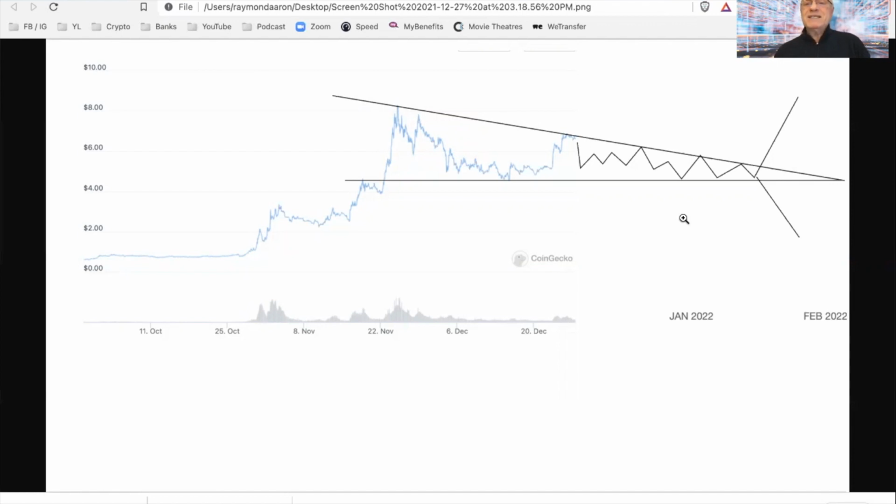Well, right now it's at the very top of the wedge. This is not a good time to be buying, because you expect it to wiggle around and eventually get to the bottom of the wedge. And then when it's at the bottom, it'll wiggle around and get to the top of the wedge. And then it'll wiggle around and get to the bottom. But eventually the wedge will end somewhere around February of 2022. And at that point, SAND has to either race up or race down.